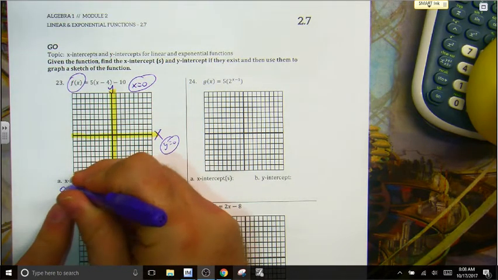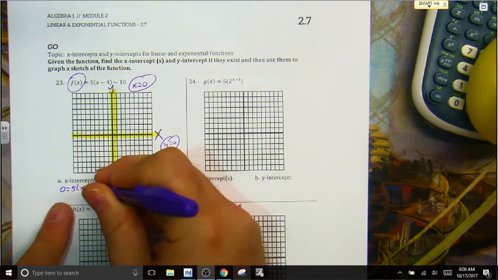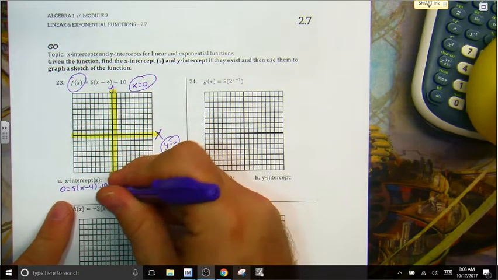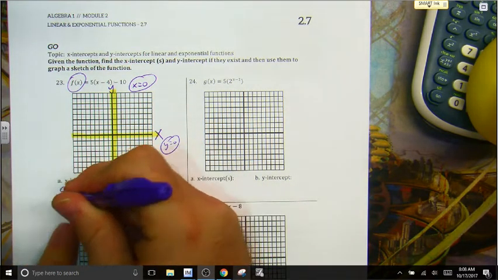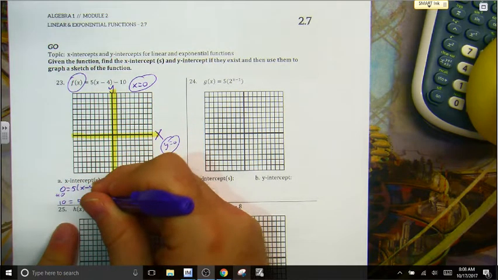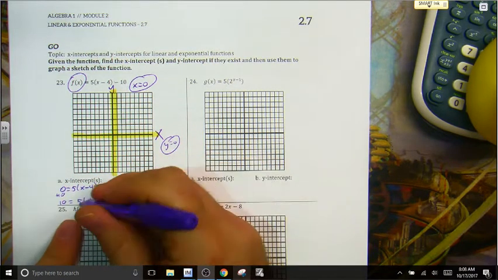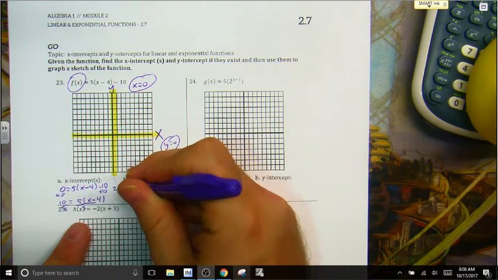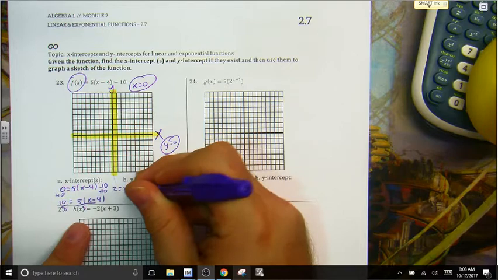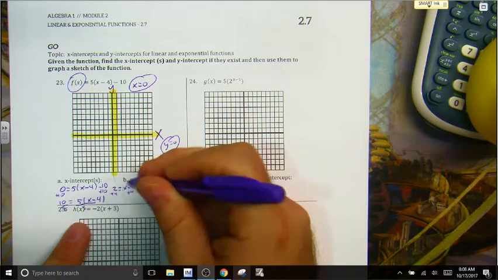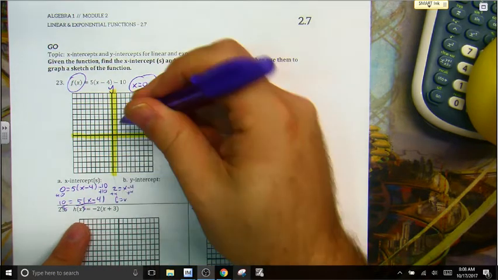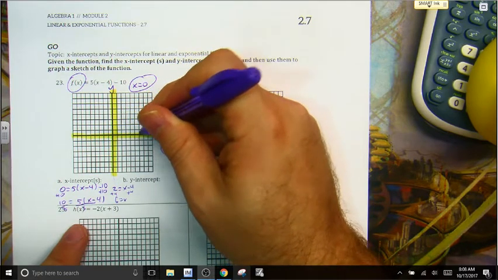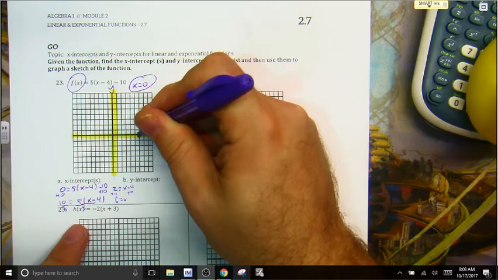So 0 equals 5 times x minus 4 minus 10. So now I just solve for x. I add 10 to both sides. 10 equals 5 times x minus 4. Okay, I divide by 5 on both sides, giving me 2 equals x minus 4. I add 4 to both sides, giving me 6 equals x. So I know that when x equals 6, 1, 2, 3, 4, 5, 6, this is my x-intercept.